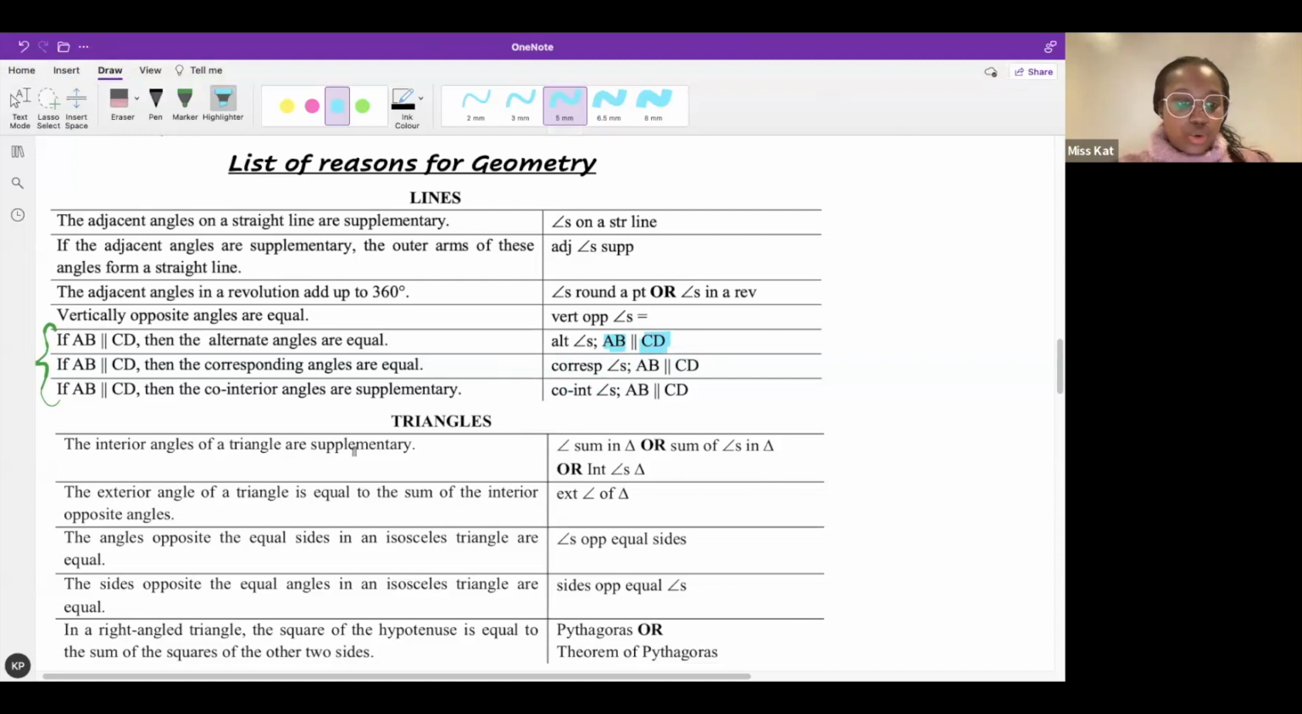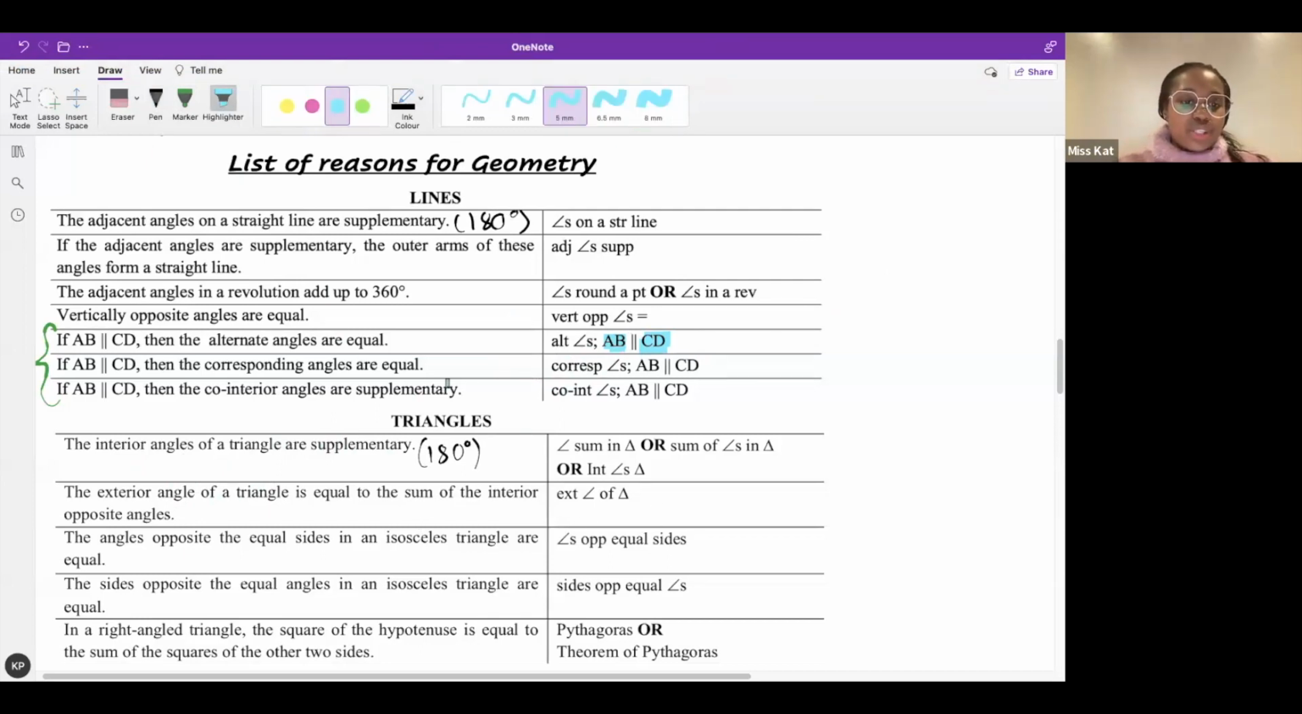All right, so if you're going to use the interior angles of a triangle, we know that they are supplementary. And for all of those who might have forgotten what supplementary means, it means they add up to 180 degrees. Okay. So they add up to 180 degrees. Or you can use the exterior angles of a triangle, and that would be a reason.